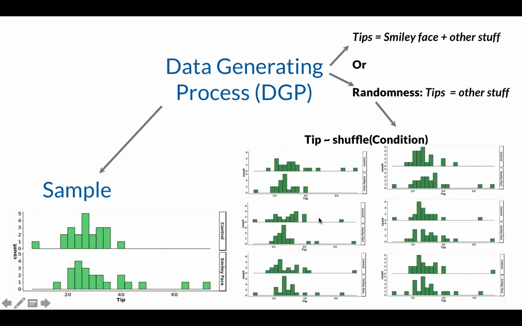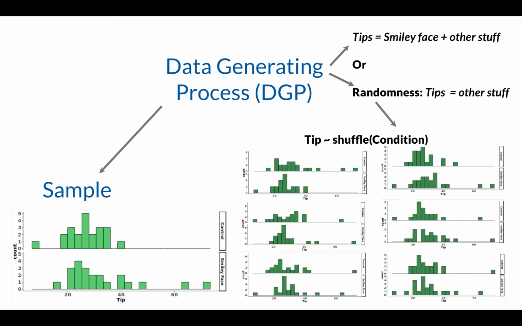In each of these sets of data, we ended up with two slightly different groups, a control group and a smiley face group. But we know that the difference between these groups is not caused by smiley face, it's caused by shuffle, us just shuffling these conditions around.